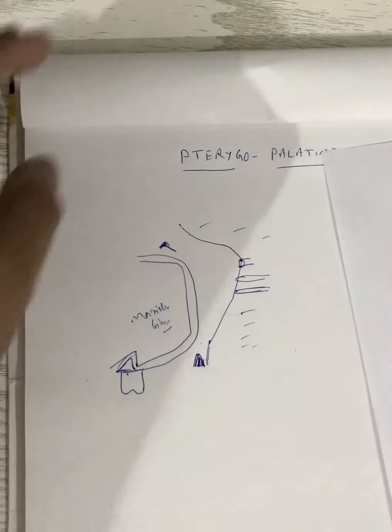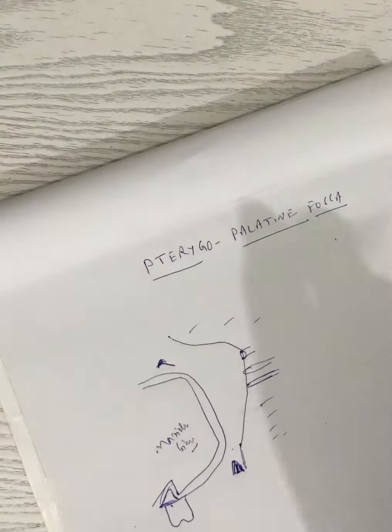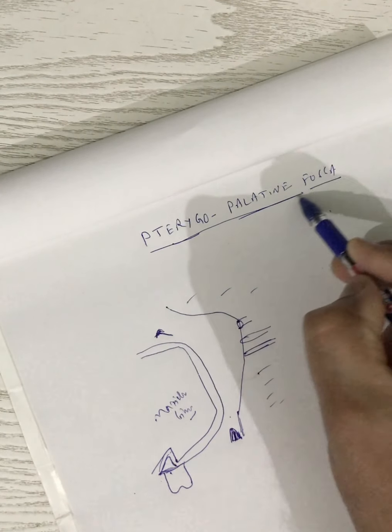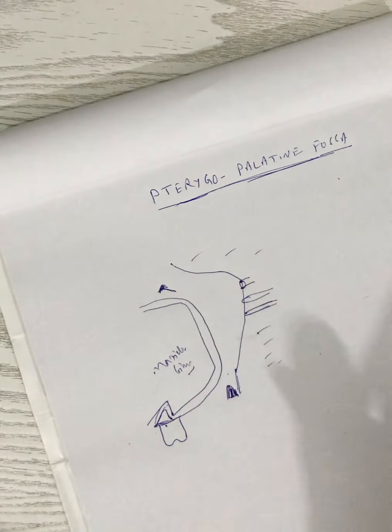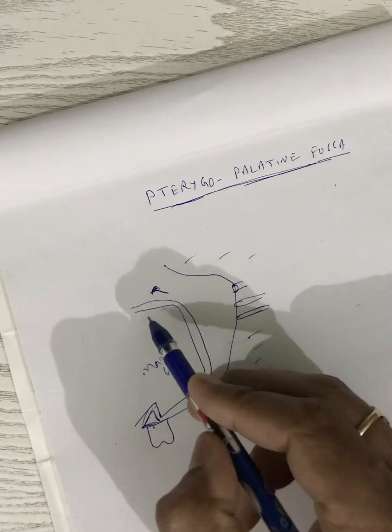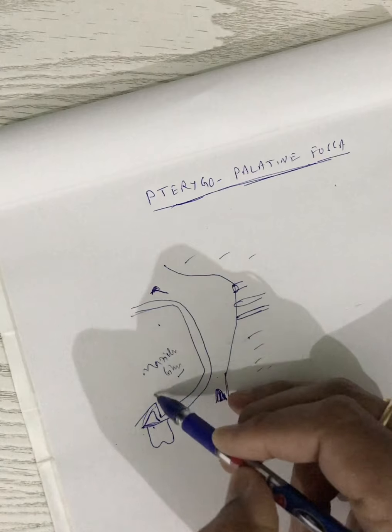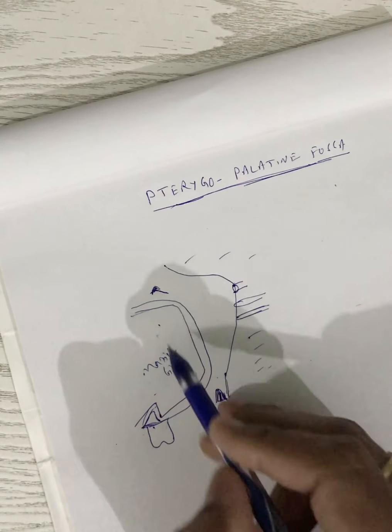I am going to talk to you about the pterygopalatine fossa. This pterygopalatine fossa is a pyramidal space situated just below the orbit. Now, this is the diagram. This shows the maxillary sinus. This is the maxilla, and this is the maxillary sinus.